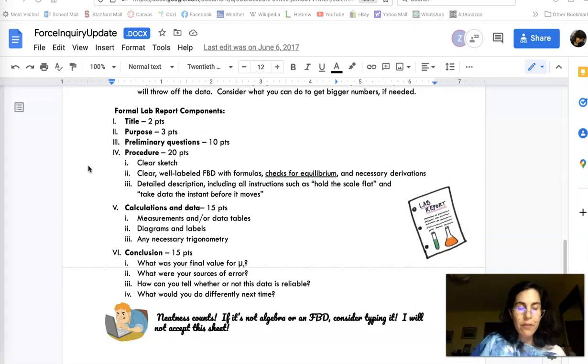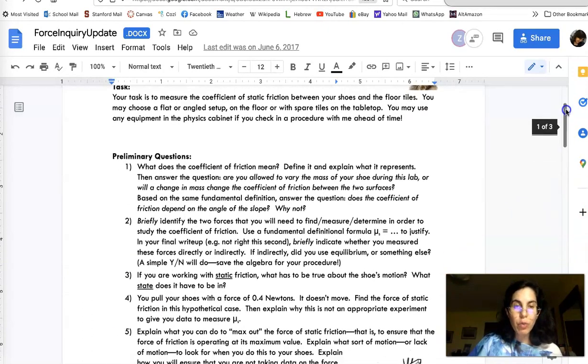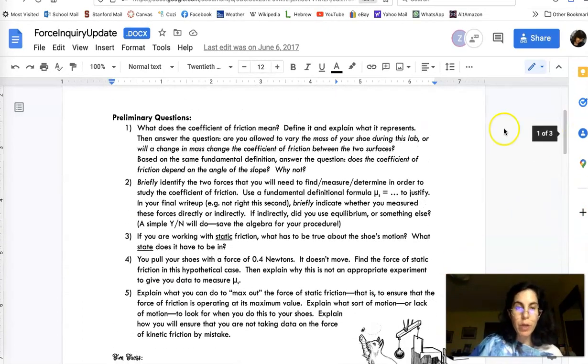For the finding friction lab, where you're measuring the coefficient of friction, after the title that you write yourself and the purpose that you write yourself, make sure you have the correct answers to the preliminary questions. You can do these in short paragraphs or bullet points. The answers can be as short as you please as long as they are complete.